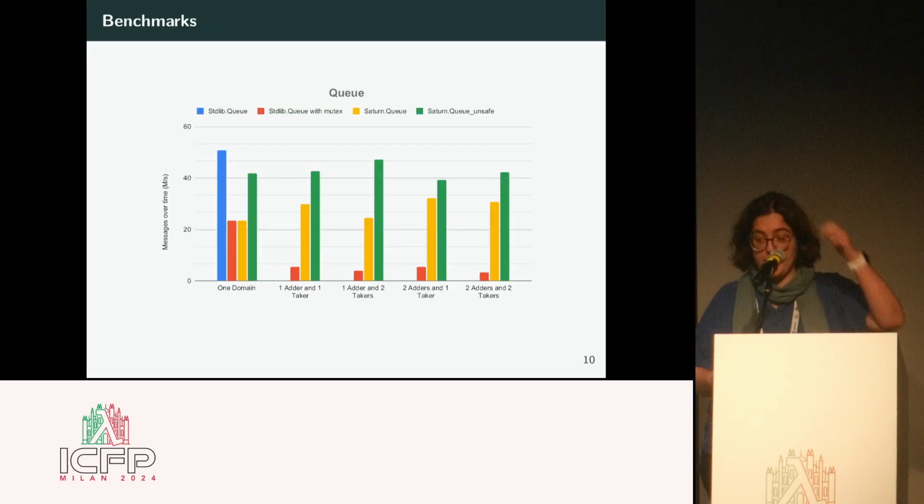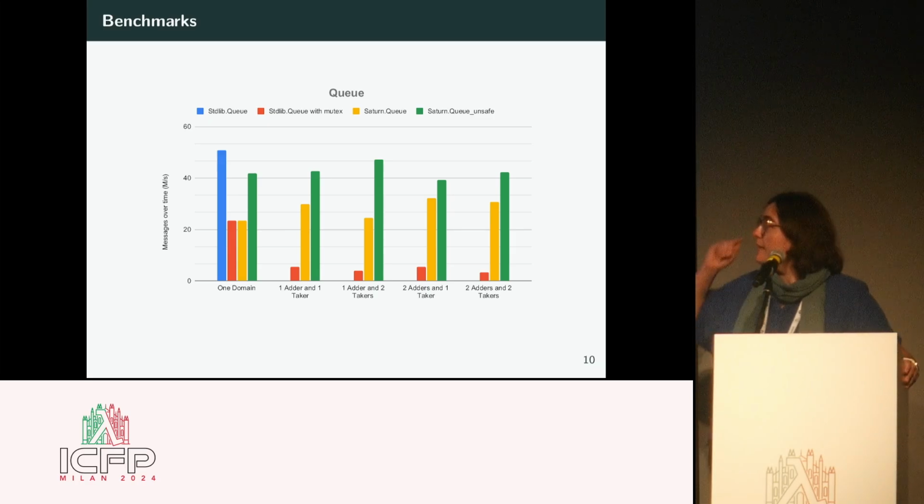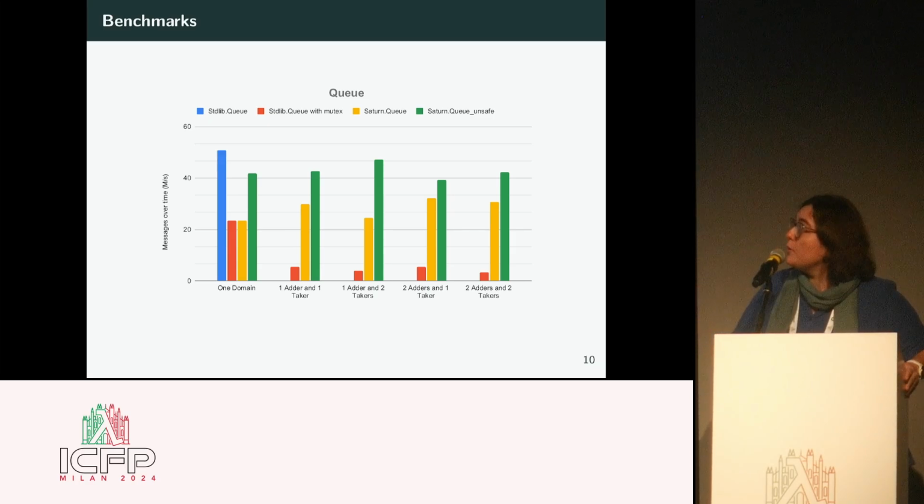So yes, a benchmark. Finally. So this is a benchmark for queues. You have 4 different queues. The green one is the unsafe one, the one using Obj.magic. The yellow one is the normal one in Saturn.